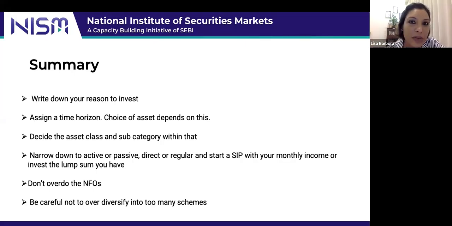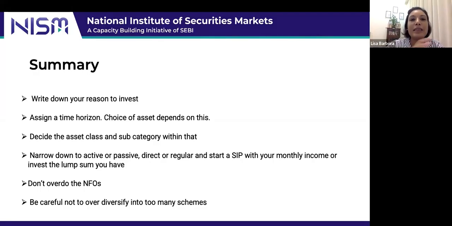Write down your reason to invest. That is critical to what kind of schemes you choose. Assign a time horizon. Choice of asset depends on this. Decide the asset class and the subcategory within that, right? Liquid fund, ultra short term, large cap, mid cap, whatever. Narrow down to active or passive, which you want, direct or regular, starting an SIP, how much the SIP should be, or you want to invest in lump sums. Don't overdo the NFOs and be careful not to over diversify into too many schemes.